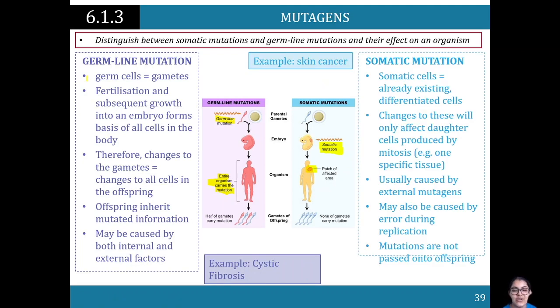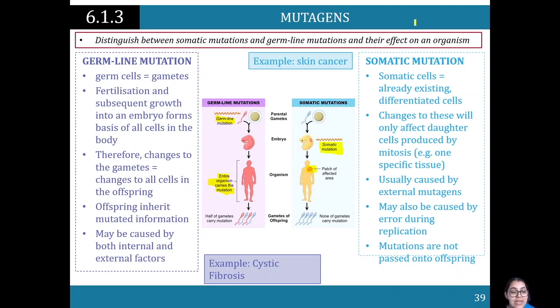So germline mutations affect the gametes, and so changes to the gametes lead to changes to all cells of the offspring, and the offspring will inherit mutated information, and it can be caused by both external and internal factors. An example of that is cystic fibrosis. Somatic cell mutations are when mutations affect your somatic cells, your already existing body cells, and so that means that it's not going to affect the future generation.